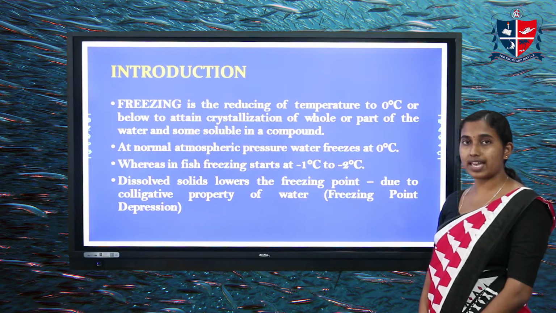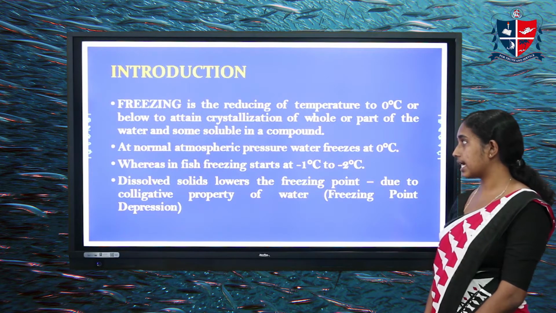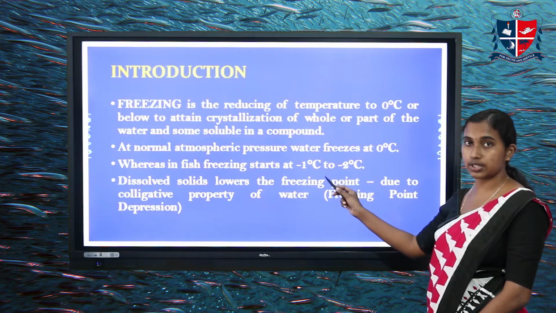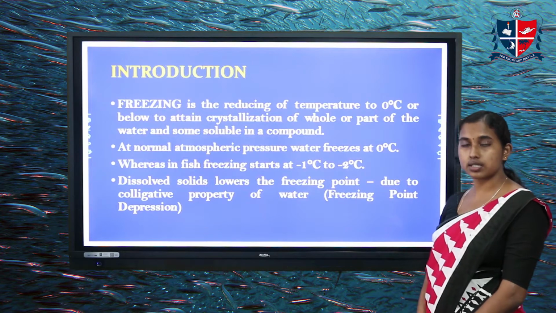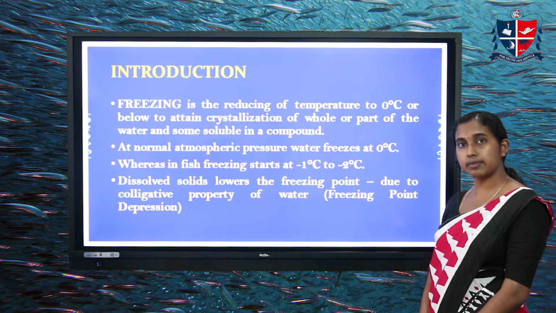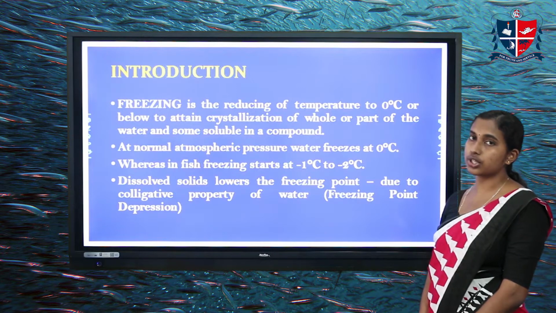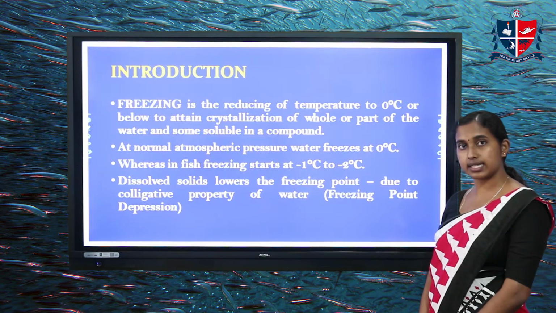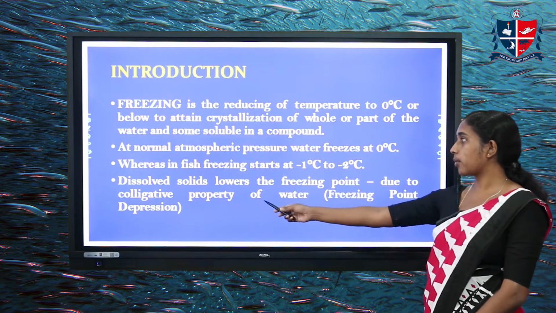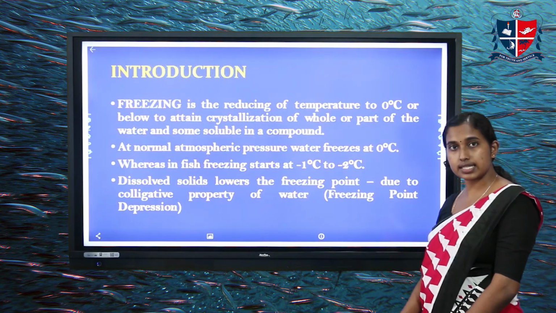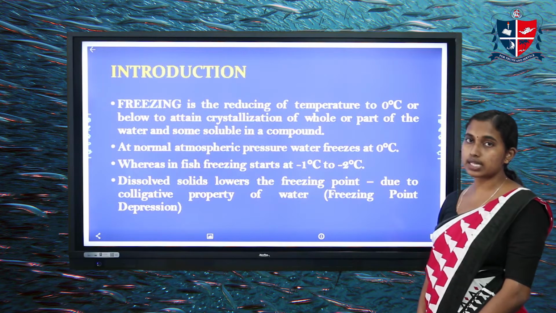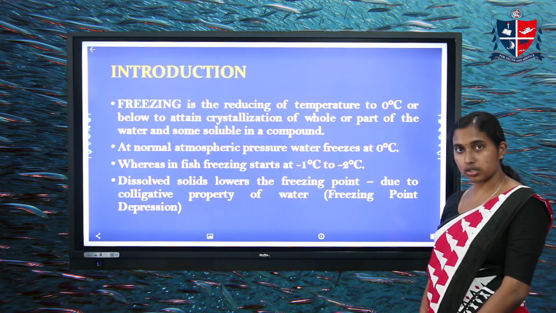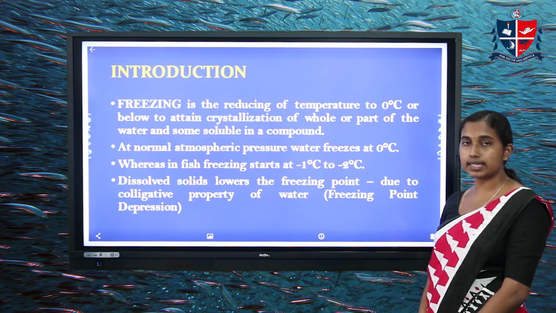But this is not the case of every other product. Considering the case of fish, fish will be freezing at a temperature range of -1 degree Celsius to -2 degrees Celsius. This is because of the presence of dissolved solids like salt and chemicals in the water in the flesh of fish. The scientific reason behind this is actually the colligative property of water, which suggests that the presence of solutes in water depresses or lowers the freezing point of water to a value much lower than the normal condition of 0 degrees Celsius.